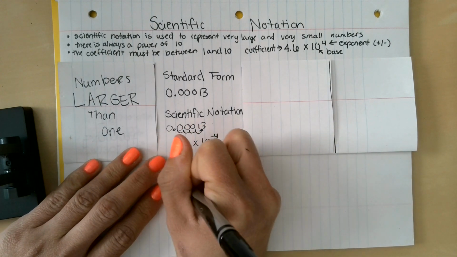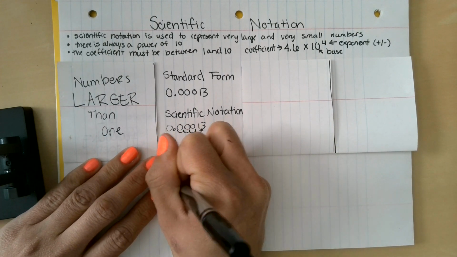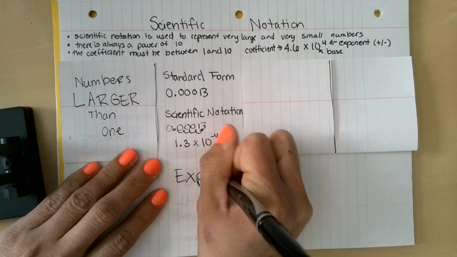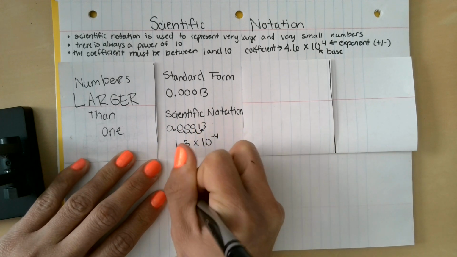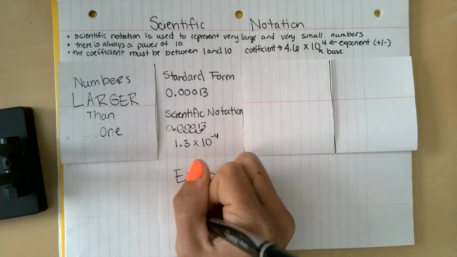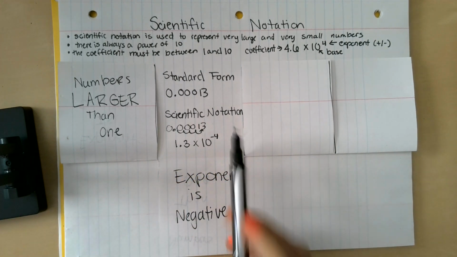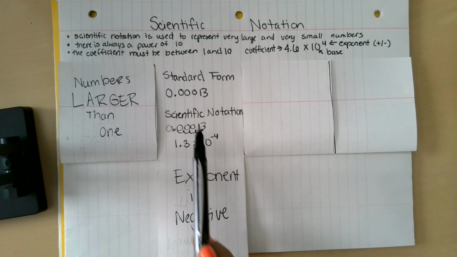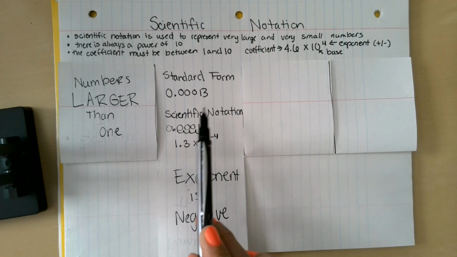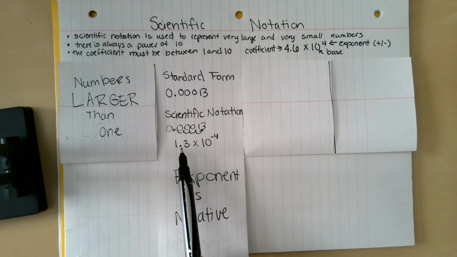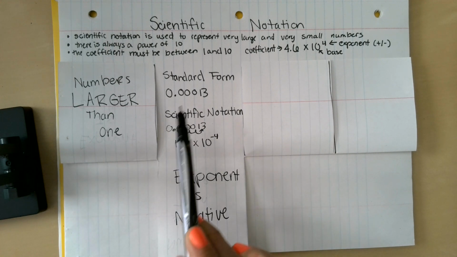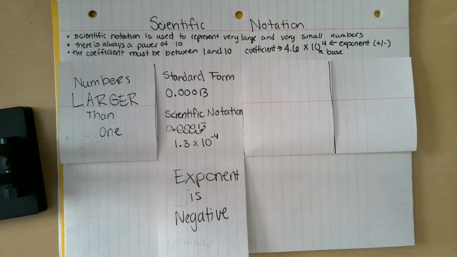So what you need to see here is that the exponent is negative. And so if you see a negative exponent with a scientific notation, you know this is a very, very small decimal, and you're going to be moving the decimal to the left to make it a teeny tiny decimal. Okay? So that's the basics for numbers that are larger and smaller than 1.